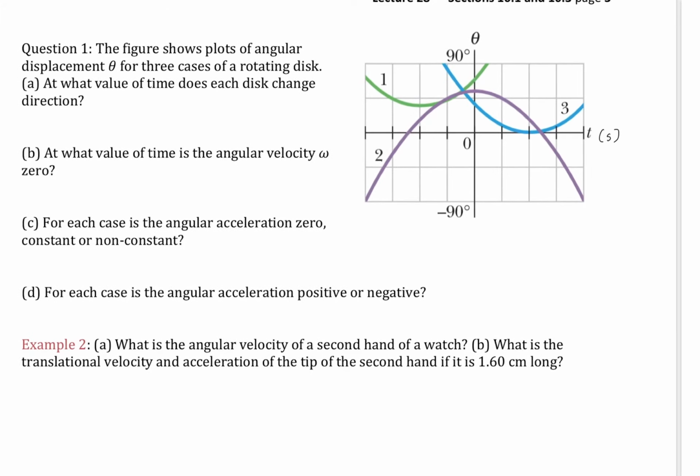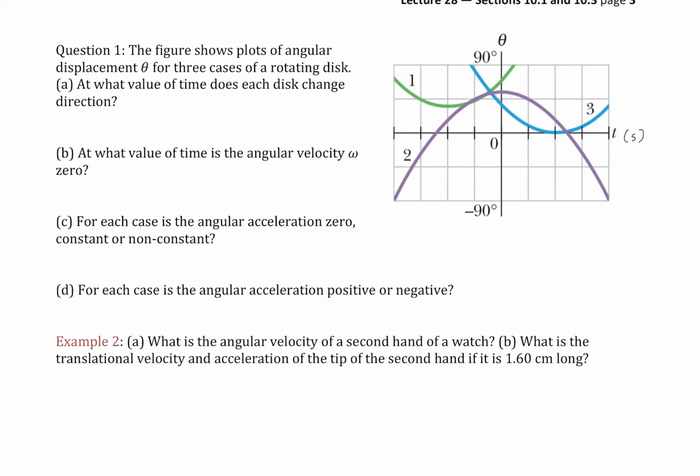Let's do a concept question. The figure shows plots of angular displacement, theta, for 3 cases of a rotating disk. So these are parabolas. At least, they look like parabolas. We're not sure, but as far as we can tell, they're parabolas. They're definitely not linear, right?